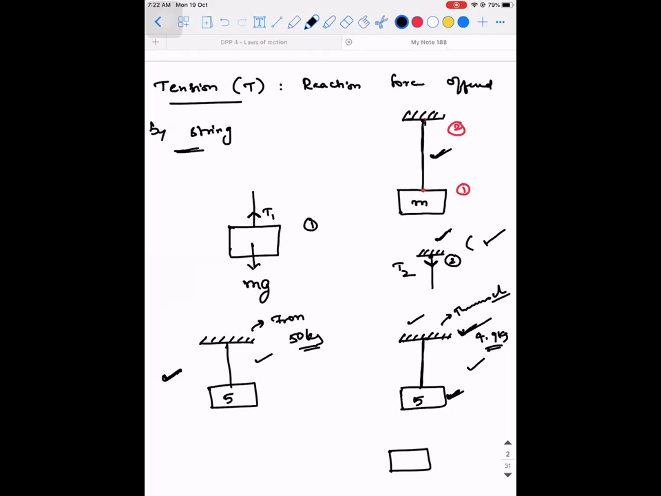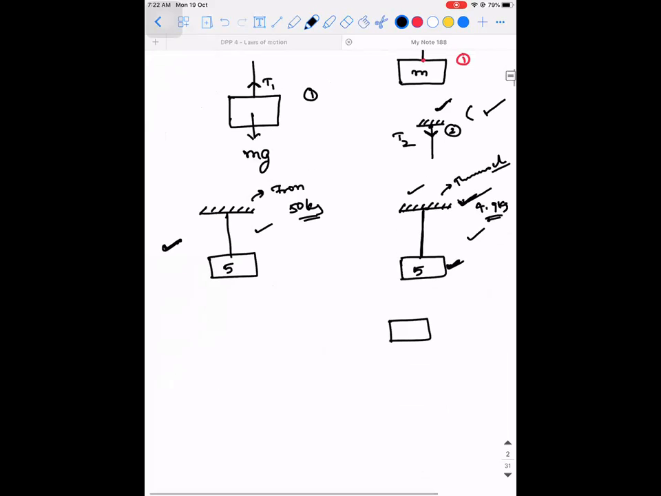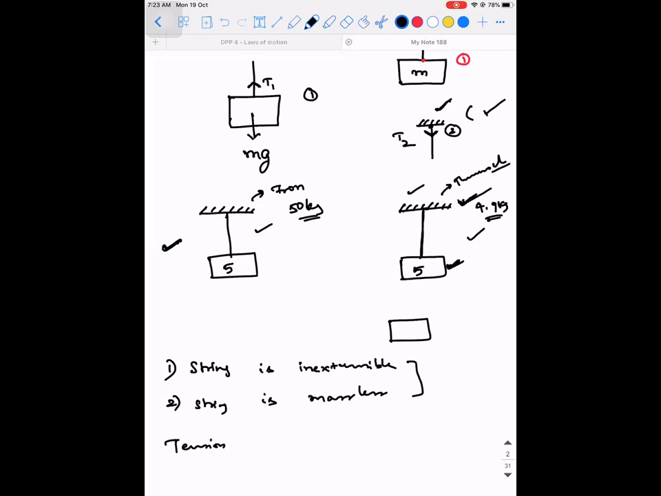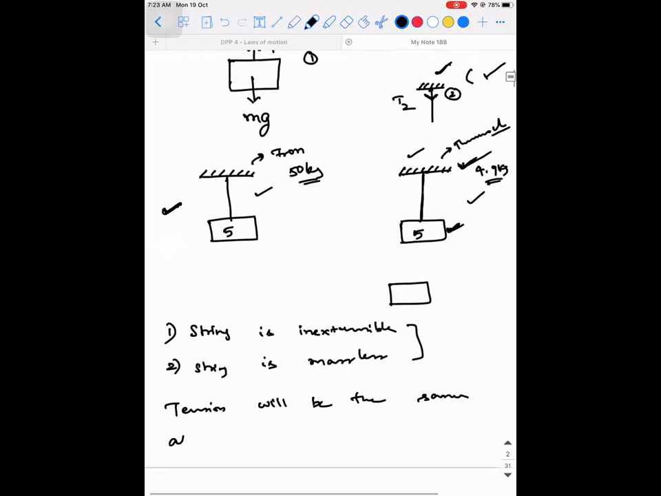So what will happen is, if the string is the same, I'm repeating it. How many strings do we use? We used only one string. If the string is the same, and if the string is inelastic, or I can call it inextensible, and if the string is massless, massless means its mass can be ignored, then tension will be the same at its endpoints. Tension will be the same at its endpoints.